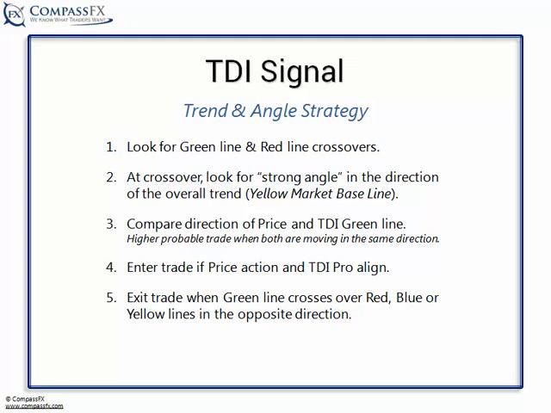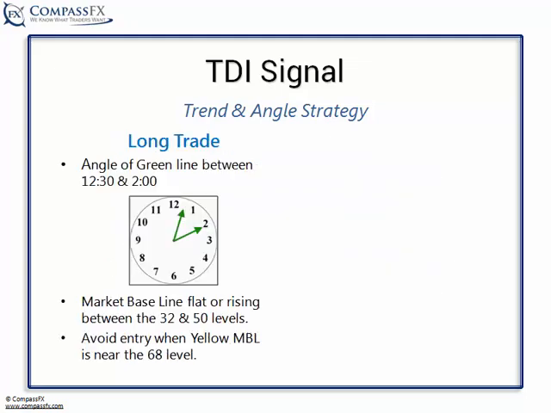Now 4 and 5 are our entry and exit scenarios. So for our entry, we're simply looking to see that price action and the TDI Pro align. Again, price and the TDI green line are moving the same direction. We look to exit when the green line crosses over the red, blue, or yellow lines in the opposite direction. With these 5 components in mind, let's take a look at what are the requirements for a long trade, and then we'll look at a short trade.